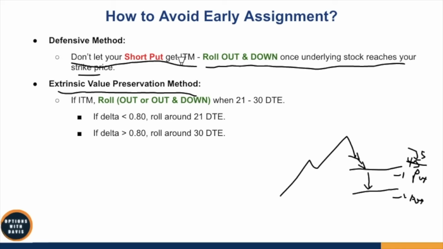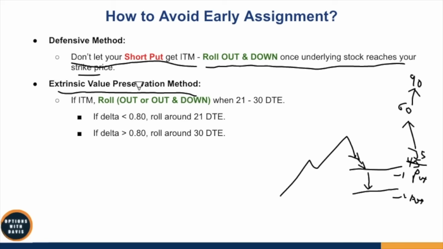But because you want to use this defensive method, you want to roll out and down, that means you have to roll to a further expiration date. So now that you're at 35, you may have to roll out to maybe 60 days. Let's say you roll to 60 days, and then within another 10 days, it touches your strike again. Then you will have to roll out to an even further expiration date. So with this method, while there's zero chance for you to get assigned, you may end up with a put option that has an expiration date very far out, right? It could go to 90, 180, even a few hundred days. So that is the downside of having this defensive method.